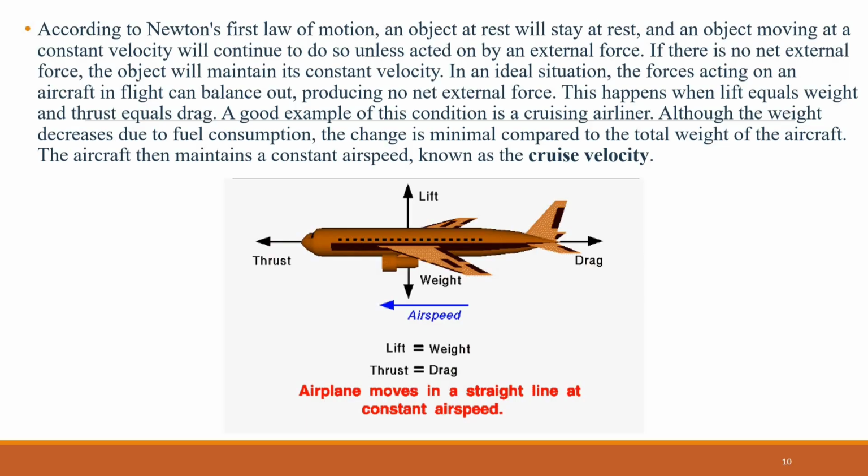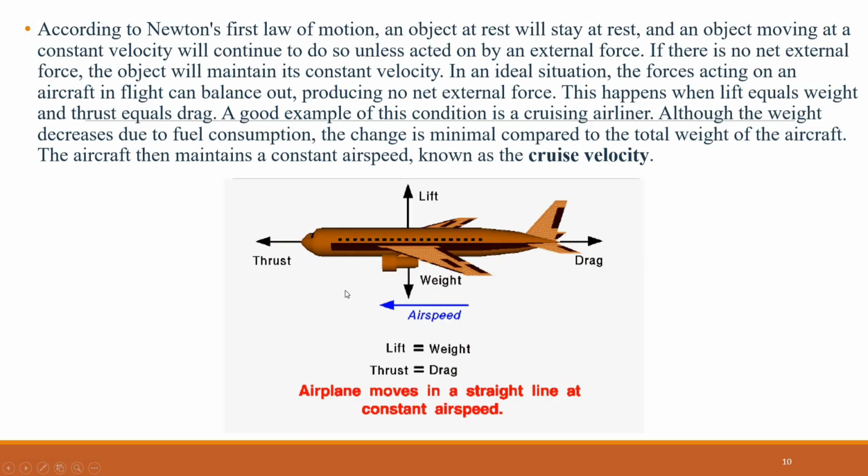In an ideal situation, the forces acting on an aircraft in flight can balance out, producing no net external force. This happens when lift equals weight and thrust equals drag. A good example of this condition is a cruising airliner. Although the weight decreases due to fuel consumption, the change is minimal compared to the total weight of the aircraft. The aircraft then maintains a constant airspeed, known as the cruise velocity.